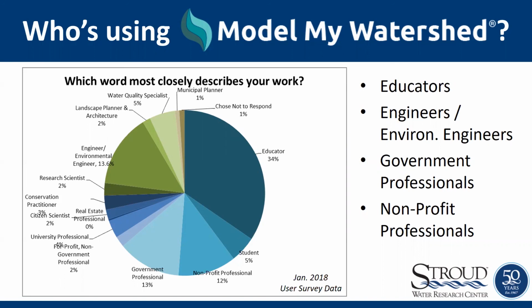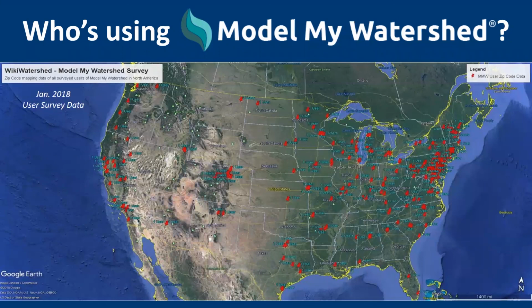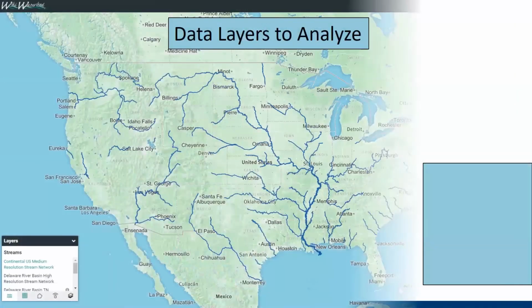But you can see all the other professionals that are using it also. People all across the country are using it, but a lot more people here on the East Coast because of the additional funding by the William Penn Foundation. So what can you do?